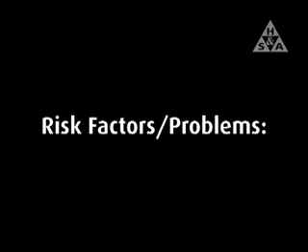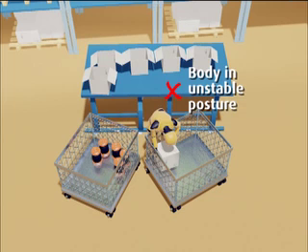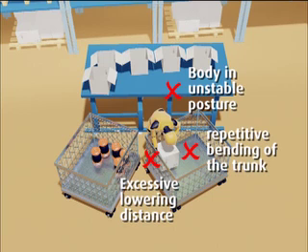Let's now look at the risk factors and problems encountered with this job. The worker's body is in an unstable posture as he bends and twists. The distance the box must be lowered is excessive, and the task requires repetitive bending of the trunk.